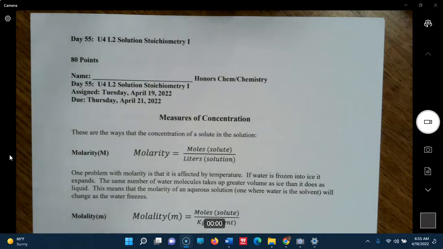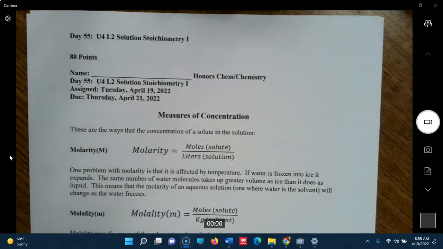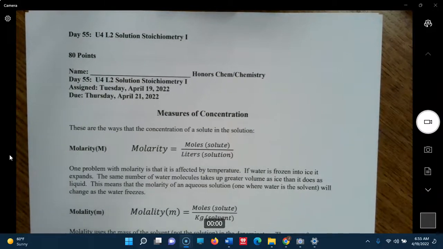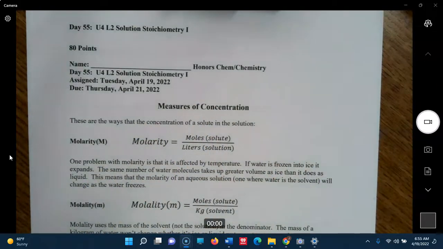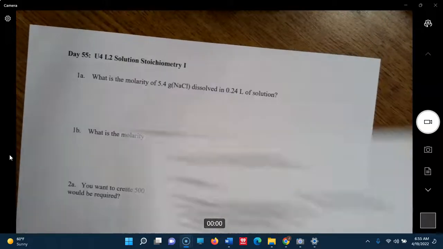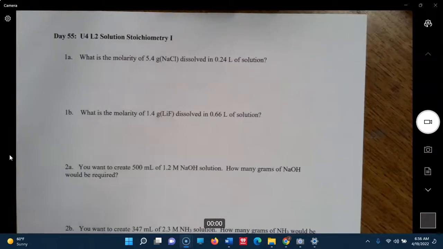All right, chemistry, we're moving on to the next lesson in the solution stoichiometry unit. This is day 55. You have the same cover sheet with the formulas as you had for day 54. And now we're going to move on to some problems a little bit more sophisticated. All right, so I'm going to do the A problems.